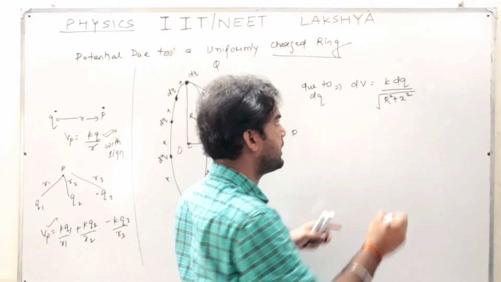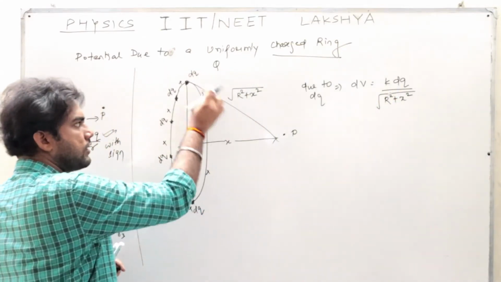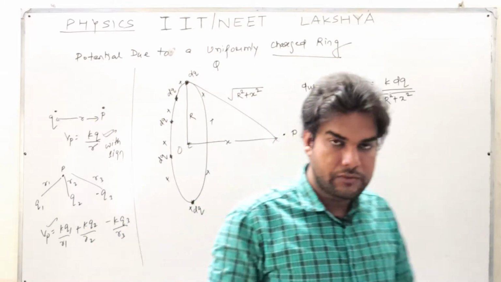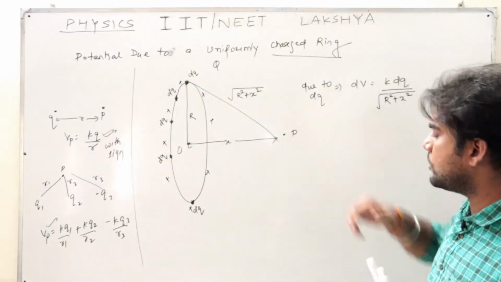Not kq by r square, kq by r. K dq by r. R itself is under root r square plus x square. So that is as far as the small potential dV is concerned due to the small charge dq.